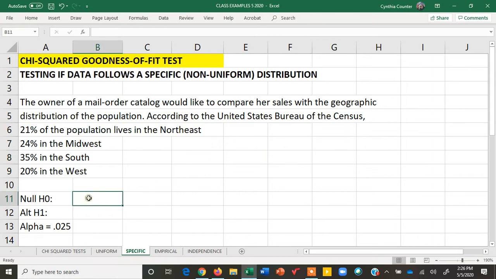So for the null hypothesis, I'm going to write this as P1 equals 21% or 0.21. P2 equals 0.24. P3 equals 0.35. And P4 equals 0.20. So in the null hypothesis, we specify each of the proportions. So here we're specifying 4 different proportions, and we want to test that each of these proportions is met.